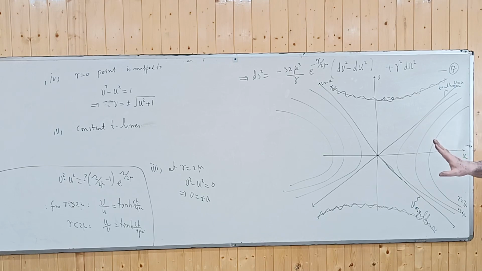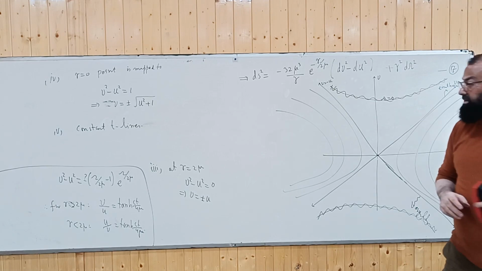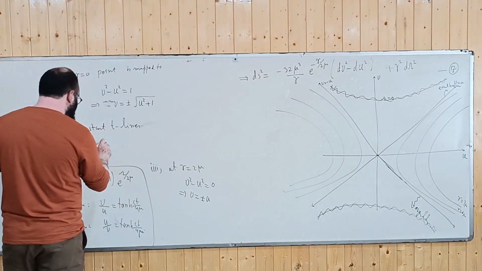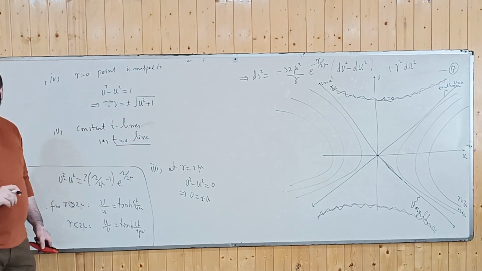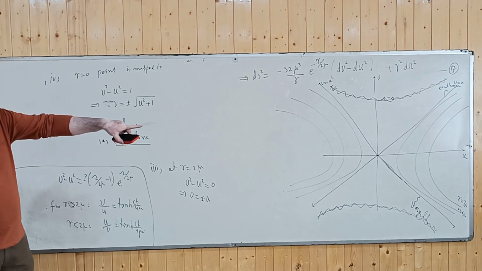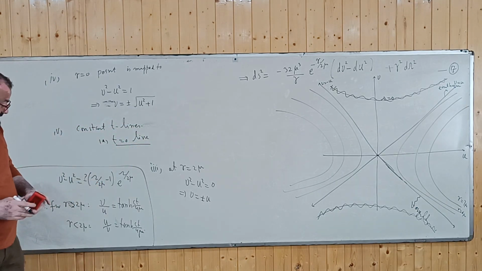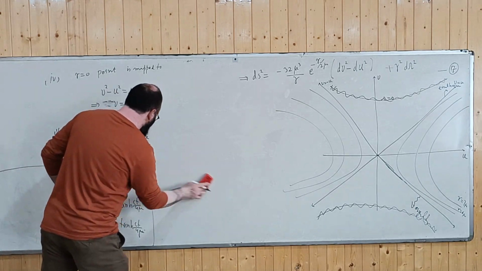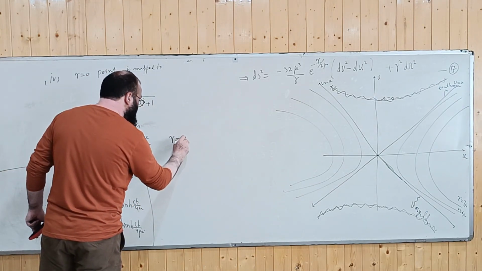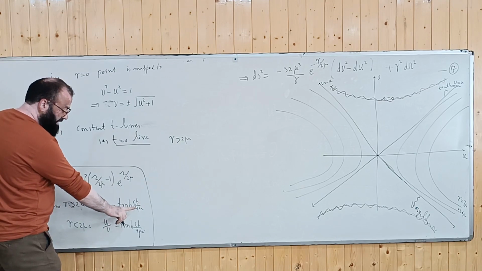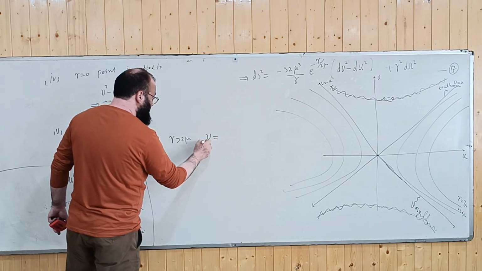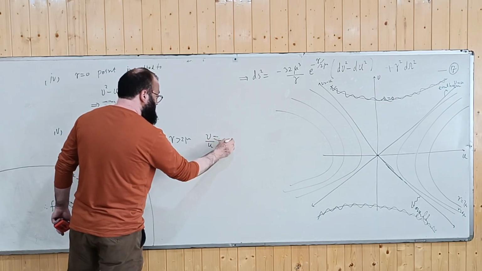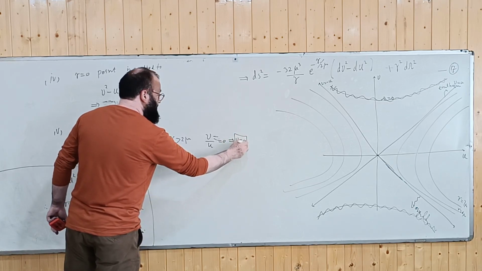Now can anyone tell me why is it the t equal to 0 line? Let's look at the t equal to 0 line first. Why, in this very diagram, does the Schwarzschild time go to 0? So let's look at r. For r greater than 2 mu, when you put t equal to 0, this becomes 0. So that means v by u is equal to 0. So what does it give me? v equal to 0.